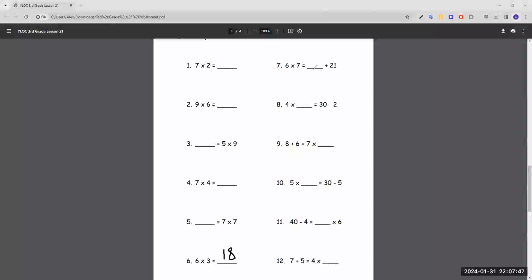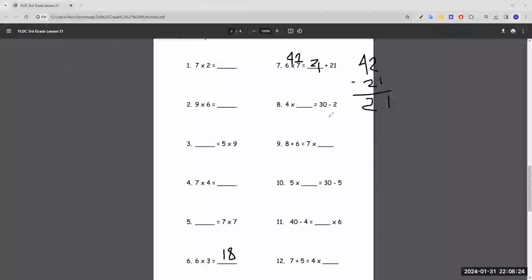6 times 7 equals blank plus 21. So first, let's solve what 6 times 7 is, which is 42. And to find out what goes in this blank here, we would subtract 21 from 42, because subtraction is the inverse operation from addition. So 42 minus 21. 2 minus 1 is 1. And 4 minus 2 is 2. So the answer for number 7 would be 21.